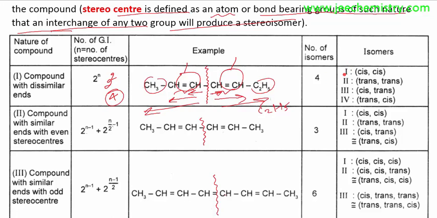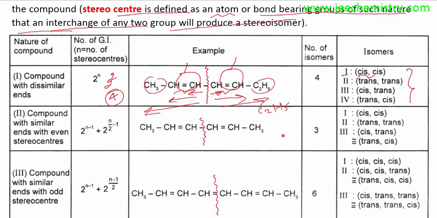Here I have shown the possible combinations of geometrical isomers: cis-cis, trans-trans, cis-trans, and so on. Here cis denotes the configuration. I have already told you that cis and trans represent the configuration of geometrical isomers. You may say configuration or configurational nomenclature. Cis, trans, E, Z, all represent configurational nomenclature.